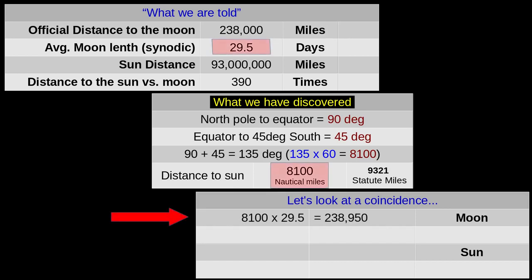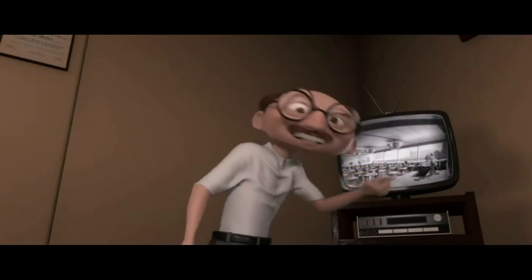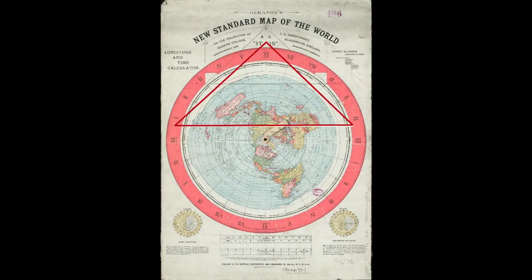The 8,100 miles, if you multiply that by the average moon length, comes out to 238,000 miles. If you take the 238,950 and multiply that by the 390 times distance, you also come out with 93 million miles. Interesting. Coincidence? I think not. Getting back to the triangle, here's one extra little tidbit.